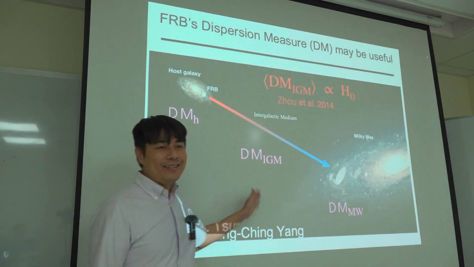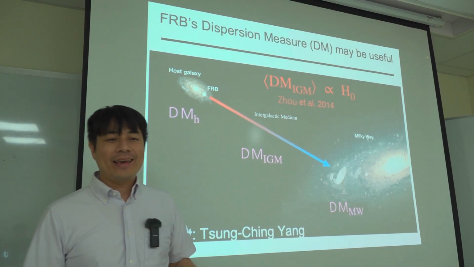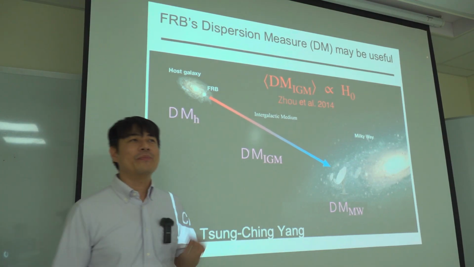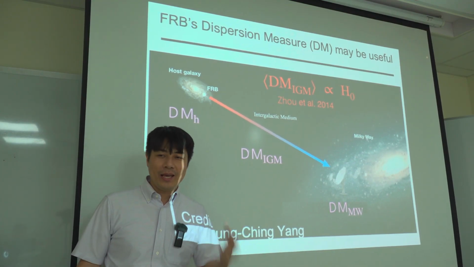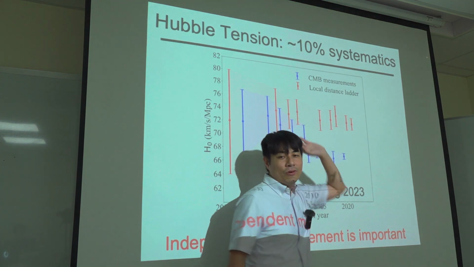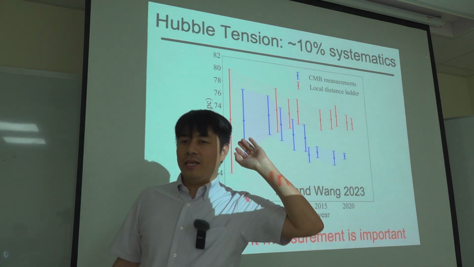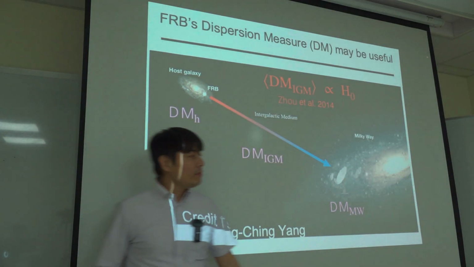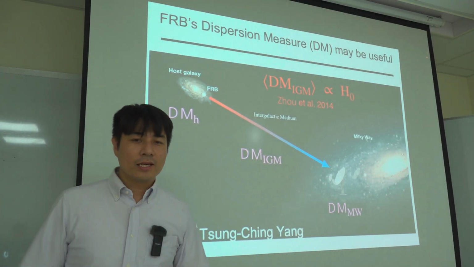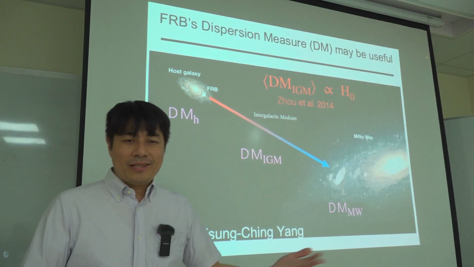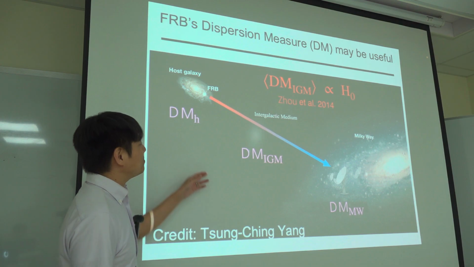Then it comes to FRB. FRB may be useful to measure the Hubble constant independent of CMB and the local distance ladder. So this is independent from them. Okay, then how does it work? Let me explain, though I already told you, actually.